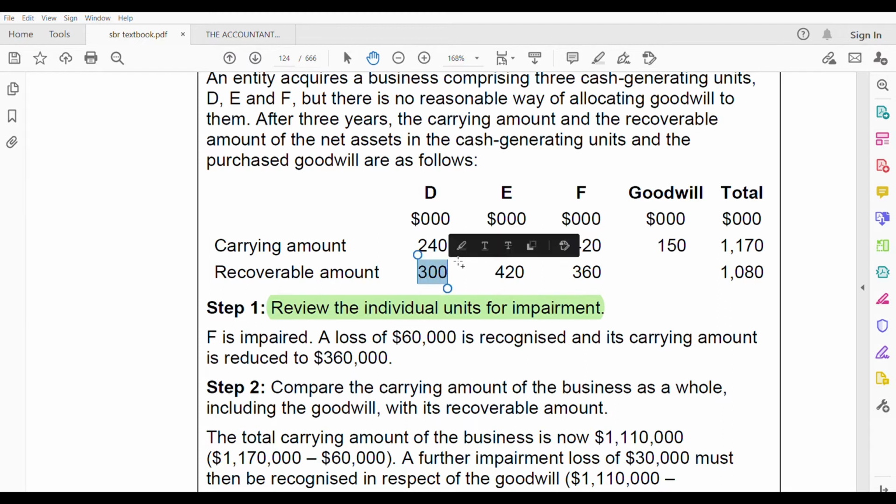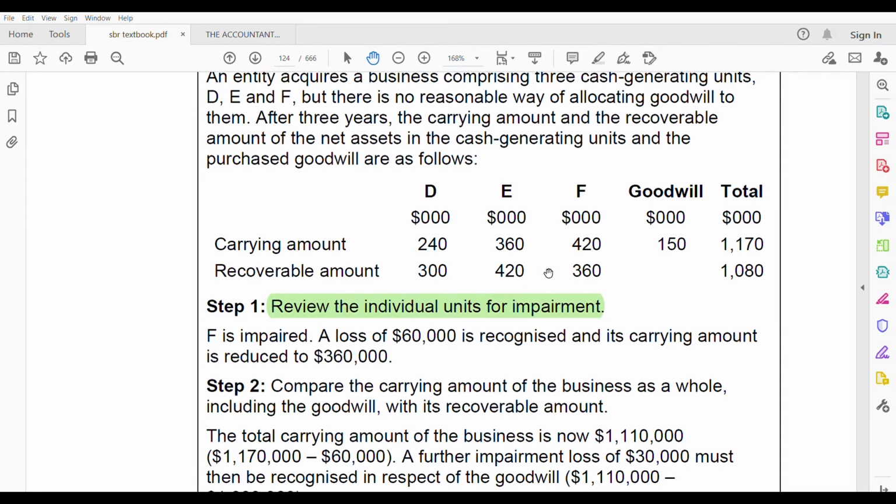D is not impaired because recoverable amount is more. E is also not impaired because the recoverable amount is more. F is impaired because recoverable amount is less than carrying amount. So F is impaired. A loss of how much? The balance 420 minus 360, 60,000. This is recognized and its carrying amount is reduced to 360,000. That means recoverable amount is 360, so the carrying amount needs to be reduced to 360,000 only.